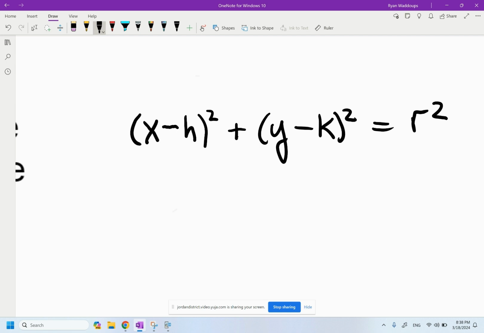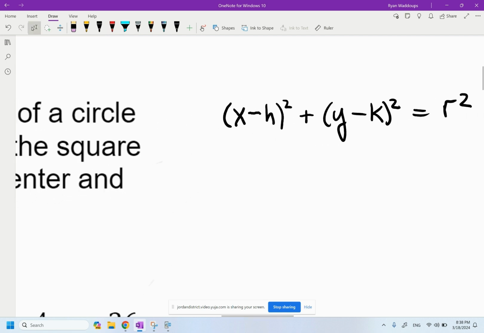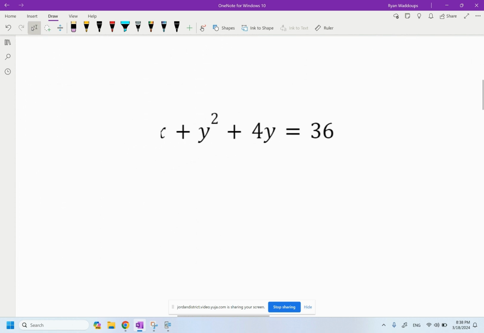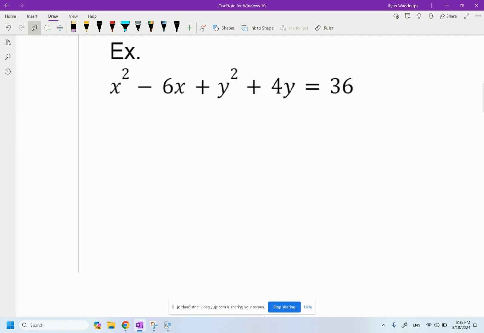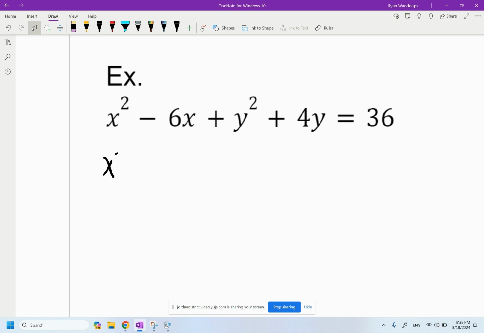And so you recall from when we did completing the square before that we know what that process looks like. So the first thing I'm going to do is go to my equation here. I'm going to write x² − 6x + and I'm just going to clear out some space here because that's going to give me space to complete the square. And then I'm going to put plus y².